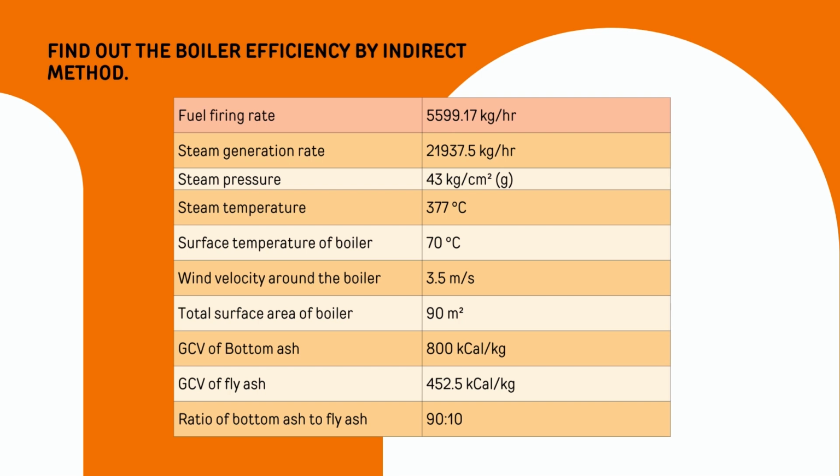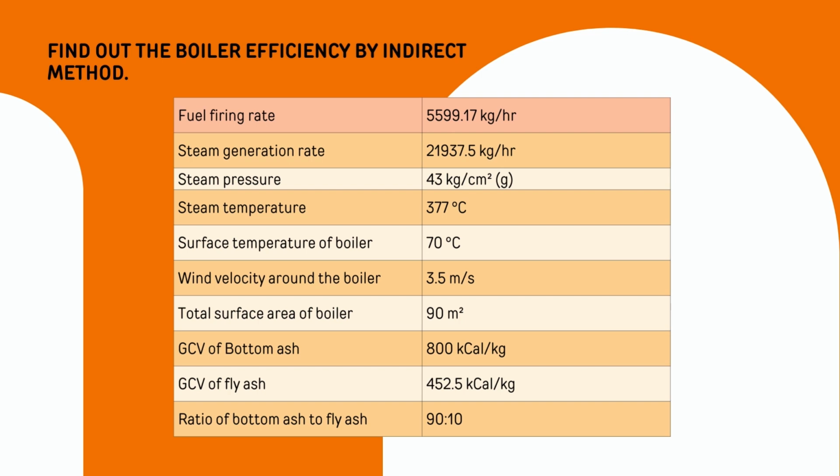CO2 in flue gas equals 14%. CO in flue gas is 0.55. Average flue gas temperature is 190 degrees Celsius. Ambient temperature is 31 degrees Celsius. Humidity in ambient air is 0.0204 kg per kg dry air. Surface temperature of boiler is 70 degrees Celsius. Wind velocity around the boiler is 3.5 meter per second. Total surface area of boiler is 90 meter square.